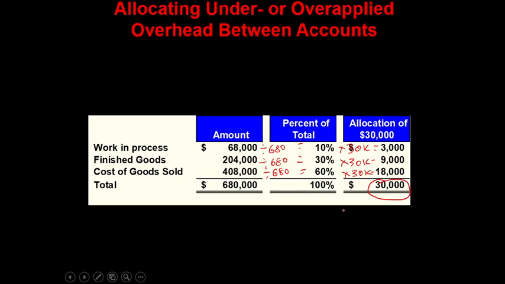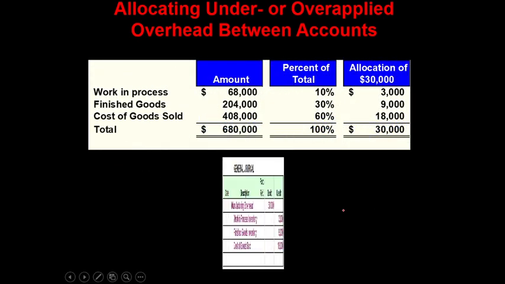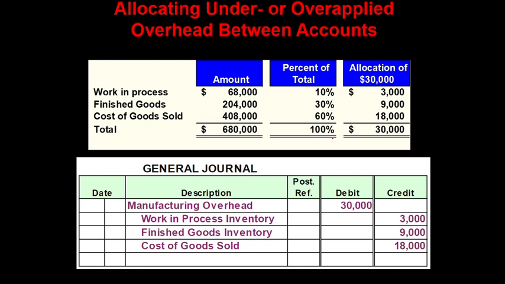Total of 30,000. So, this will now be your journal entry. Earlier, it's just a credit to your cost of goods sold, which is 30. But using this approach, you will now have a credit to work in process, finished goods inventory, and cost of goods sold.